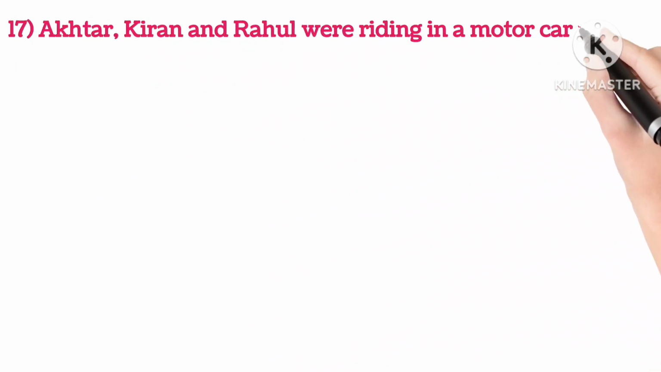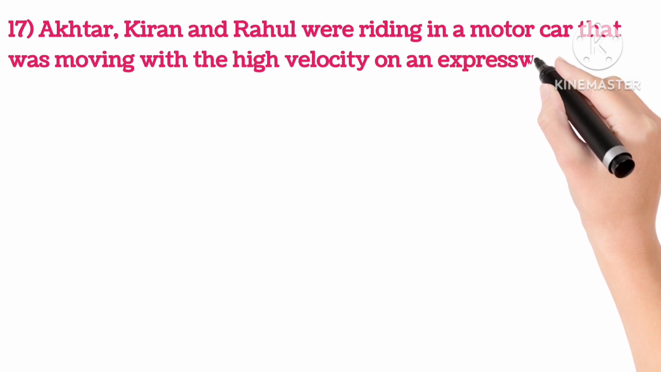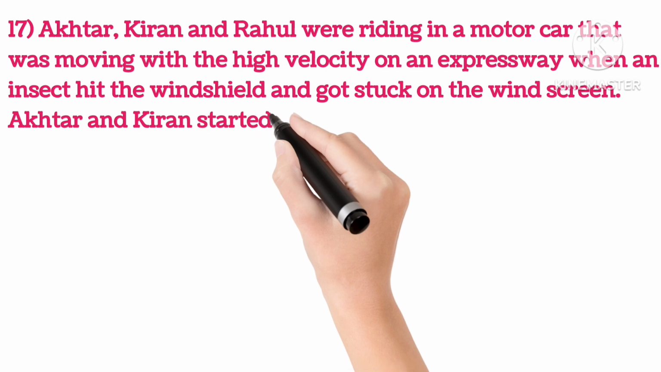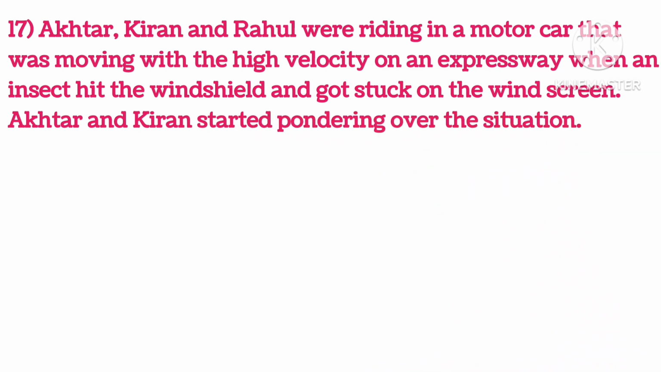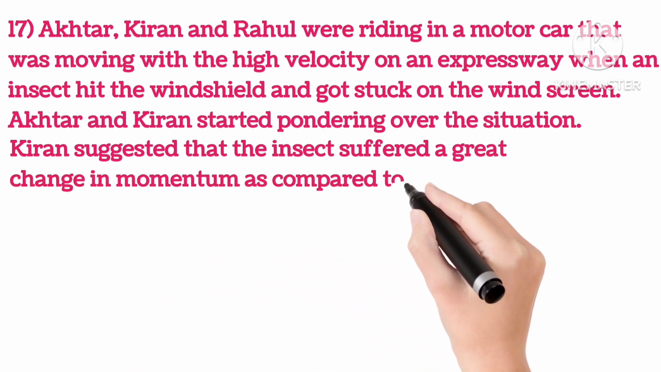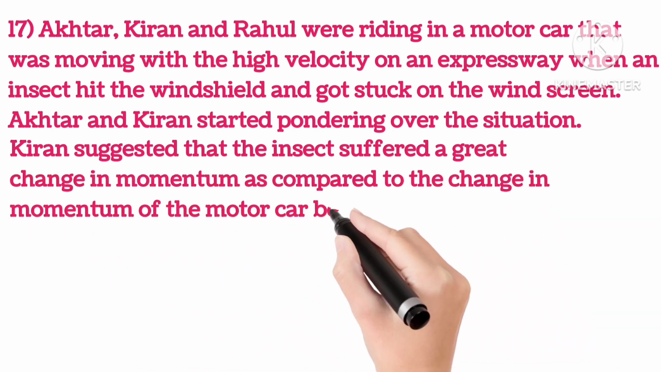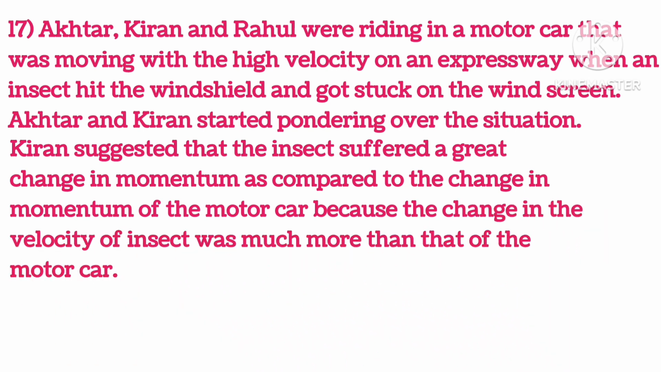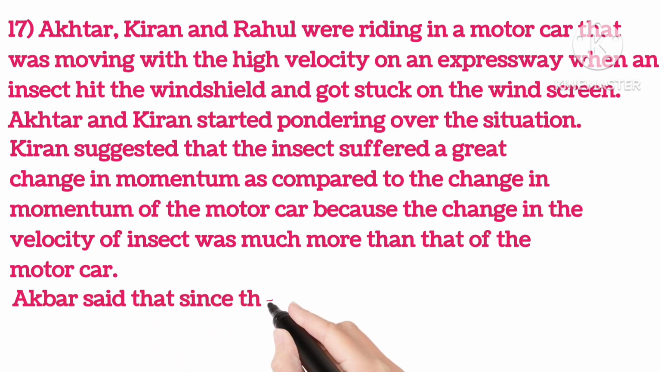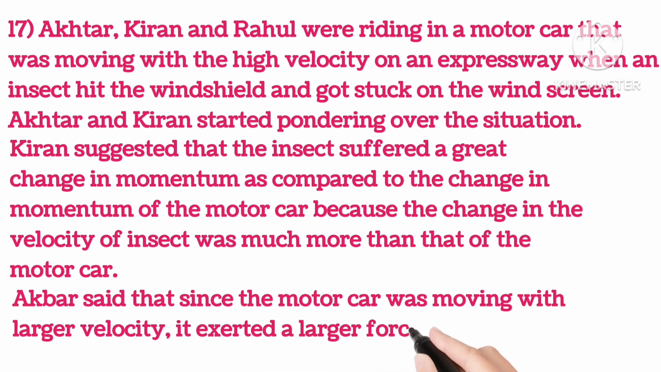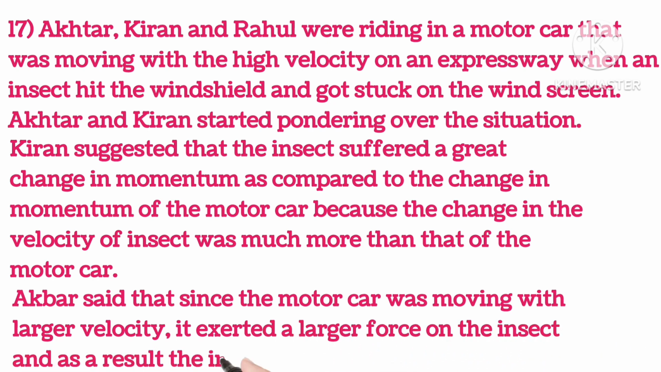Akhtar, Kiran and Rahul were riding in a motor car that was moving with high velocity on an expressway when an insect hit the windshield and got stuck on the windscreen. Akhtar and Kiran started pondering over the situation. Kiran suggested that the insect suffers a great change in momentum as compared to the change in momentum of the motor car, because the change in velocity of the insect was much more than that of the motor car. Akhtar said that since the motor car was moving with a large velocity, it exerts a larger force on the insect and as a result, the insect died.